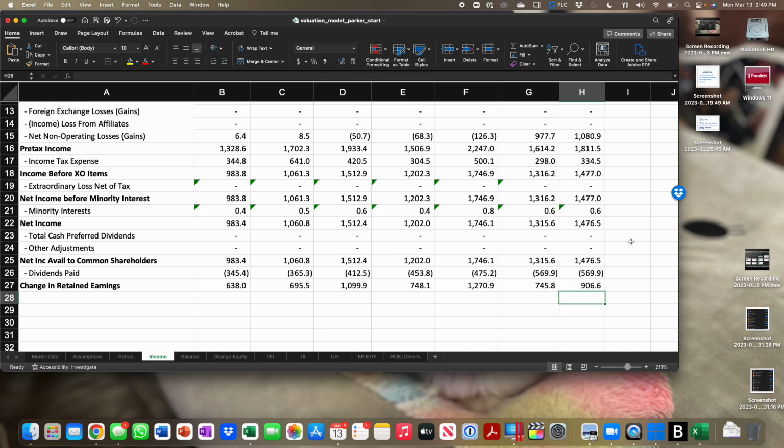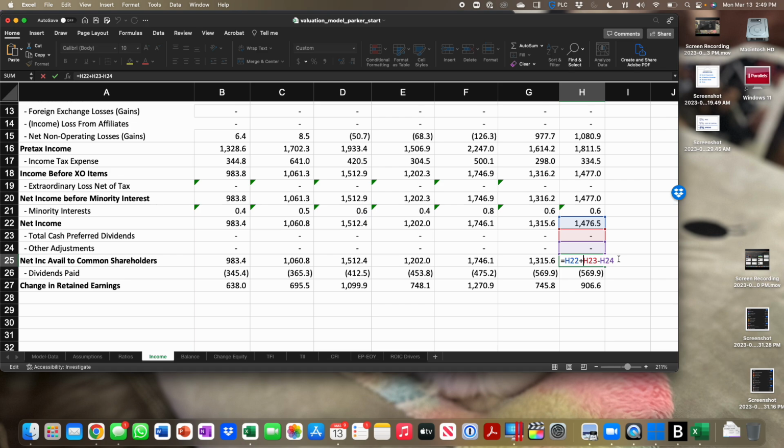By the way, they also do this with preferred dividends. Preferred dividends come as a negative number. Now, Parker Hannifin doesn't have any, but if they did, it would look just like the common dividend. It would be negative. The reason I told you to copy G25 to H25 is because I've already accounted for that in the model.